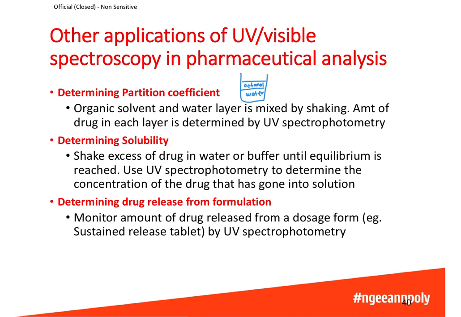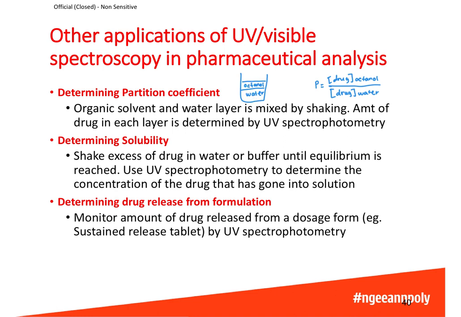The partition coefficient P is the concentration of the drug in octanol divided by the concentration of the drug in water. The value of P indicates how hydrophobic the drug is. A higher P will indicate that the drug is more hydrophobic and therefore it dissolves more in octanol, which is the organic solvent. UV spectrophotometry can be used to determine the concentration of drug in octanol and the concentration of the drug in water.